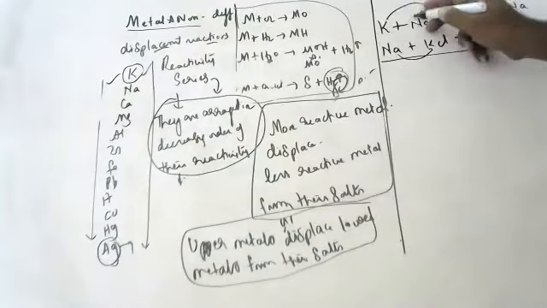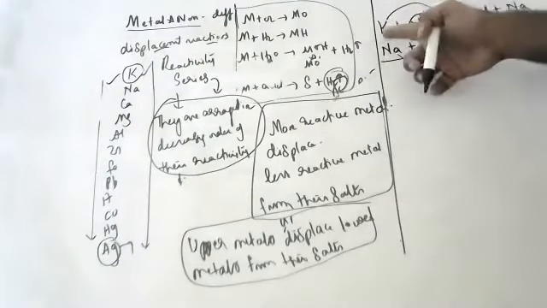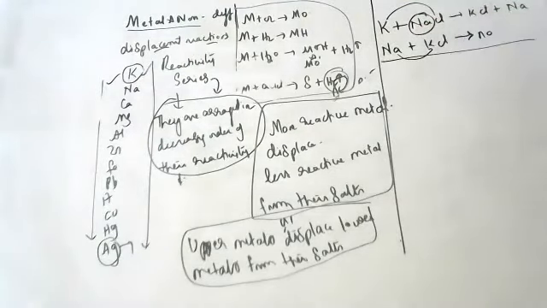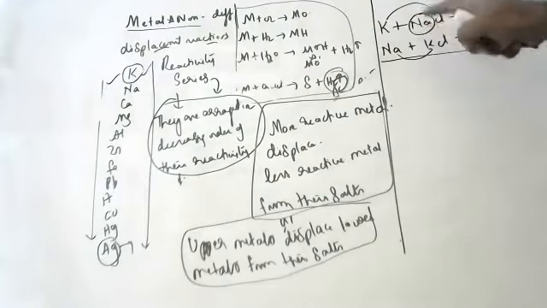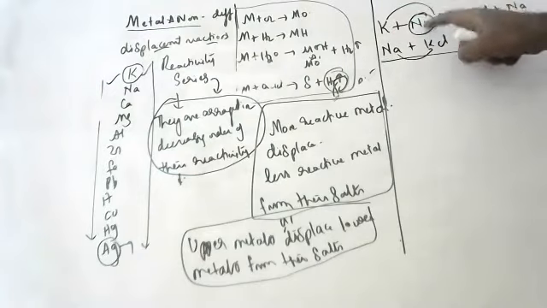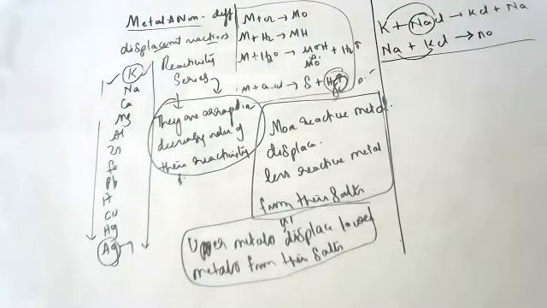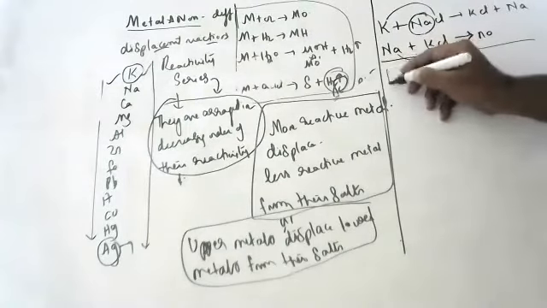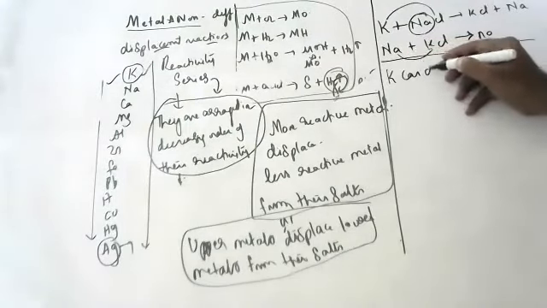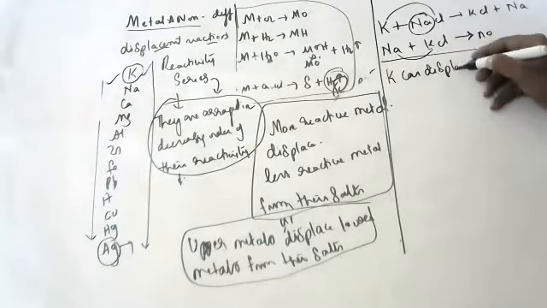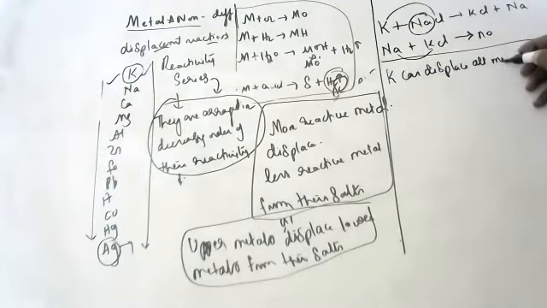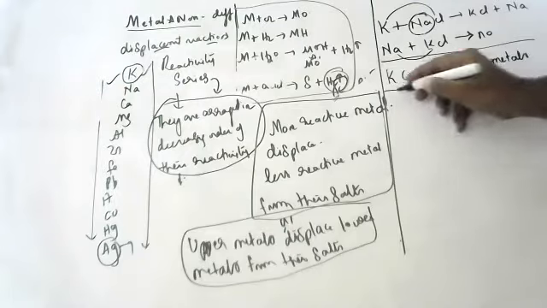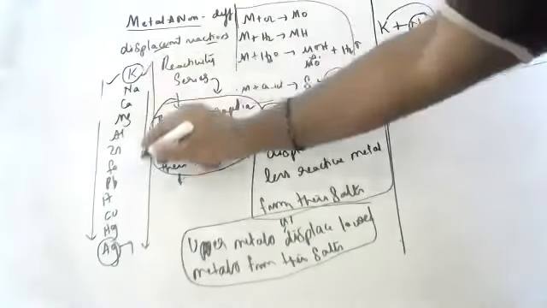Potassium is more reactive than sodium. It can displace sodium. A more reactive metal can displace a less reactive metal from its salt. But a less reactive metal cannot displace a more reactive metal. So potassium can displace all metals. Yes or no? Yes, sir. Potassium can displace all metals.